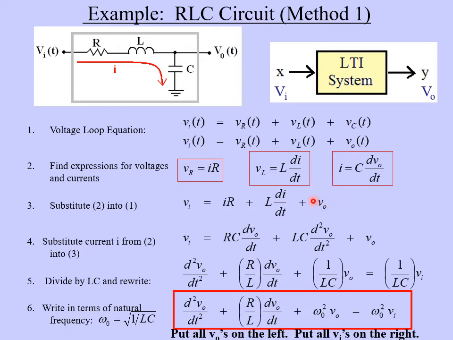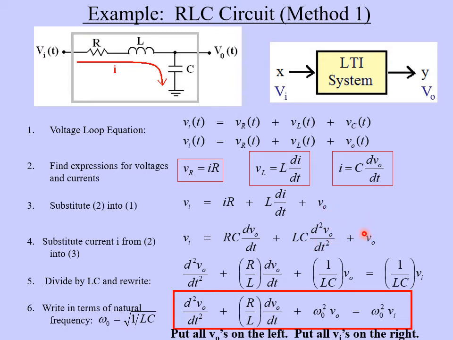Now, the next thing we can do here is replace, there's an I here, and there's an I here. Let's replace that I with this expression here, where I is equal to C times dV out dt. So right here, you can see I just replaced the I with this. And then this I, you have to, of course, take the derivative of it. So the derivative of this here is just C times the second derivative of output voltage. So that's been substituted in right here, and then we'll leave this last term as just V out.